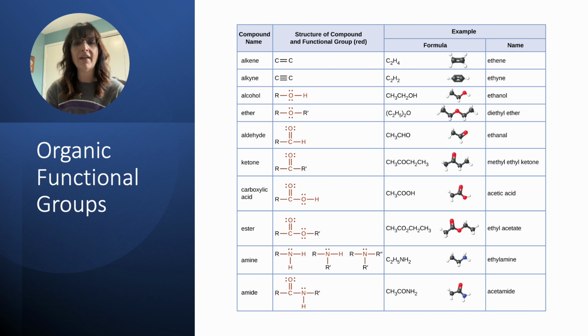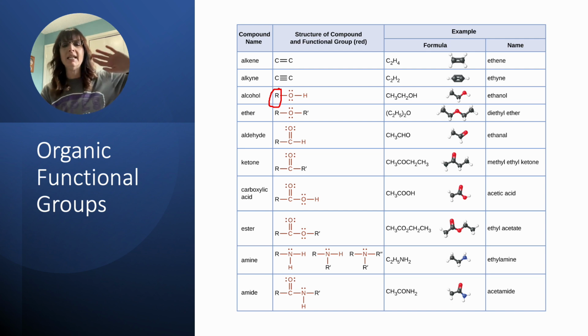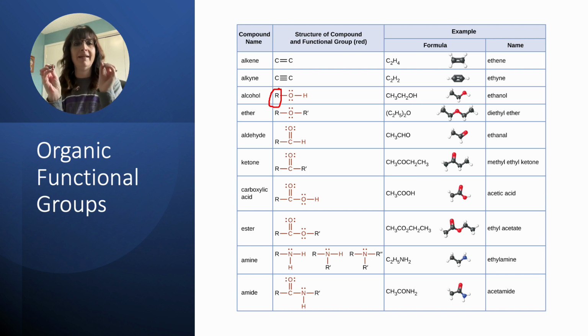Now, if you look at this data table, you're going to see an R on each of these. Guys, R is not on the periodic table. R just says something hanging off the other end. It could be a chain of 100 carbons. It could be anything over there. But if you've got a bunch of carbons and then on the end, OH, it's an alcohol. And you can see that in that example. There's a bunch of C's and H's and then OH is sticking off on the end.